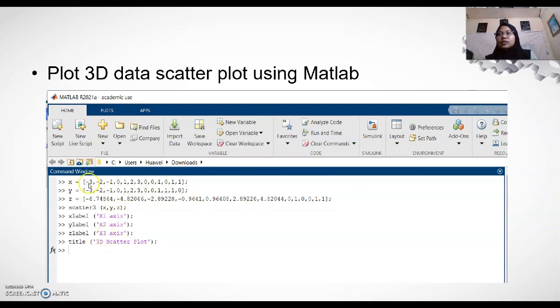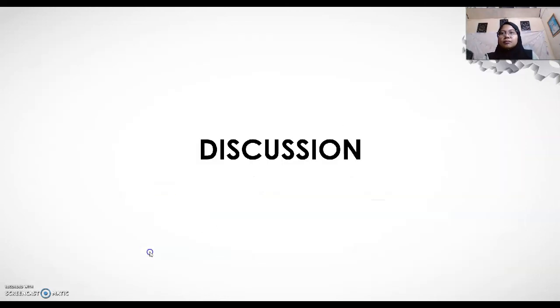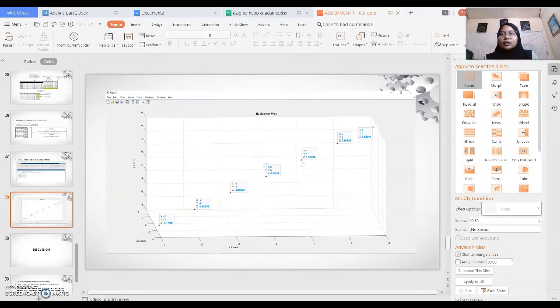Okay, this is the value of x, 001011. This is for x1, y for x2, z for x3, and this is for the label and the title. Okay, this is the straight line for this scatter plot that separates class A and class B. So we can see it in Matlab here.